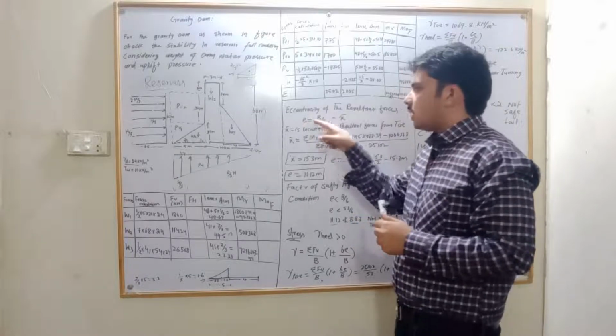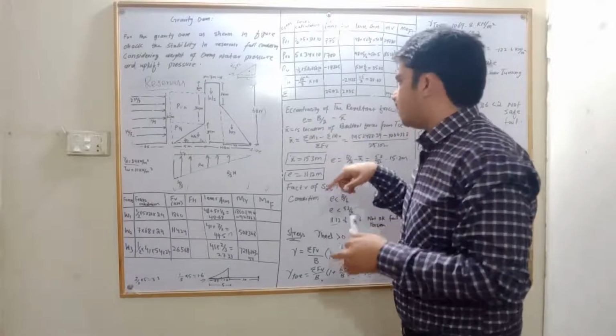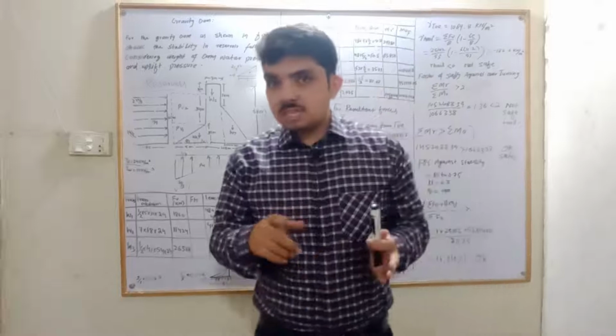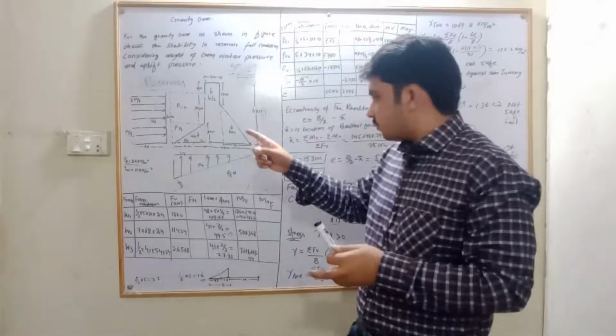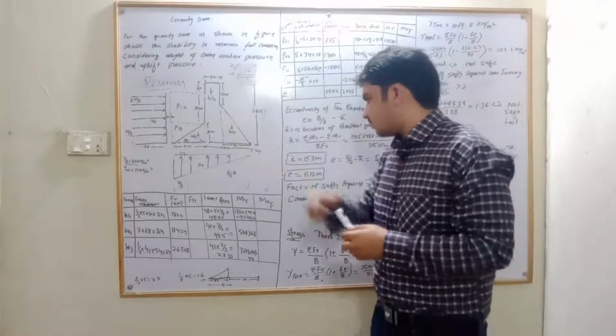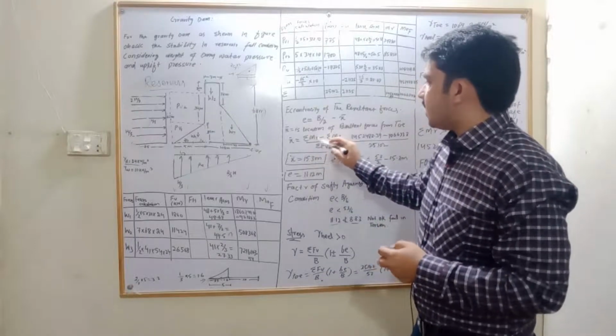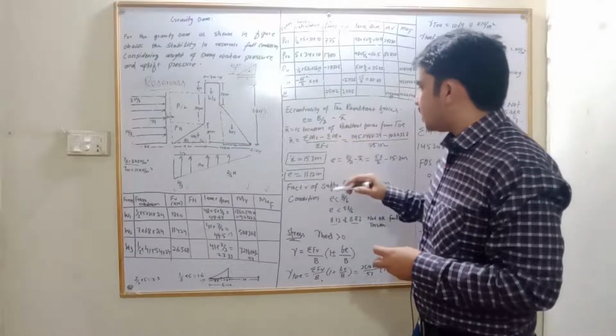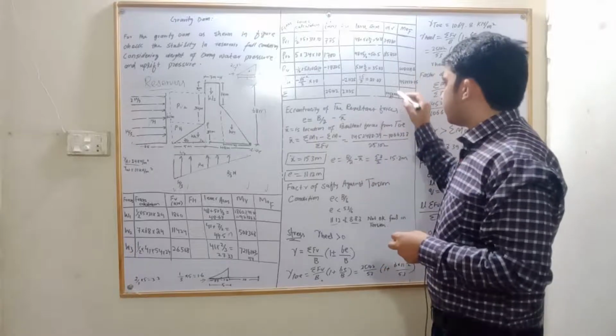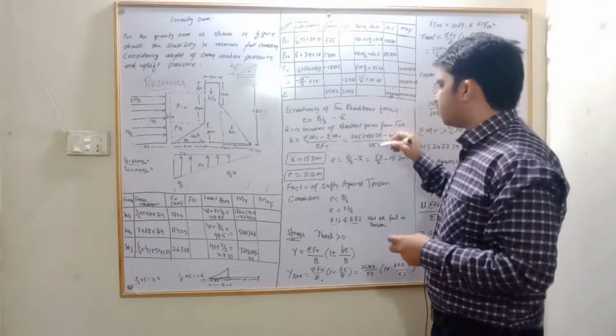We have the formula E is equal to B divided by 2 minus x bar. What is x bar? X bar is the location of the force which is acting on the center of the dam. So x bar is equal to summation of Mr minus summation of M naught divided by the vertical forces. So we will put here the data from this table, okay.